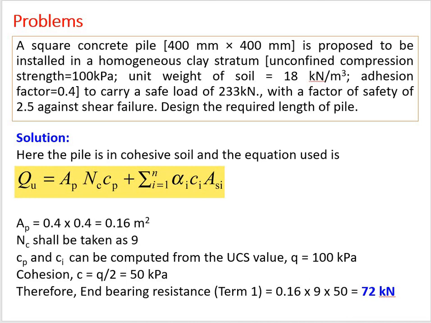So here Cp and Ci you compute from the given value, that is Q is given, so the cohesion is Q by 2, which is 50 kPa. So here, as it is a homogeneous soil, both Cp and Ci will be the same, so you can take it as 50 kPa. Now how will you find the area of the pile? That is 400 by 400 mm, so you have 0.4 by 0.4. I have taken it in meters, so it is 0.16 meter square. Now Nc already you know it is 9, so C you have found as 50, so you find the end bearing resistance as 0.16 into 9 into 50, which is 72 kilonewton. So that is quite easy.